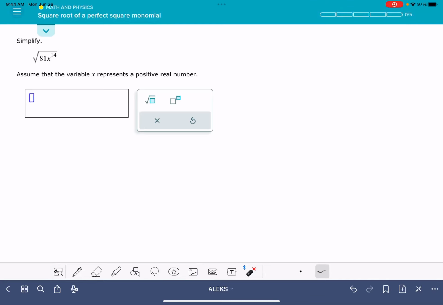In this video, I'll show you how to solve the ALEKS problem called square root of a perfect square monomial. This is going to give us a square root expression, and it just asks us to simplify it. There's a couple of concepts that we're going to use to help us solve this problem.